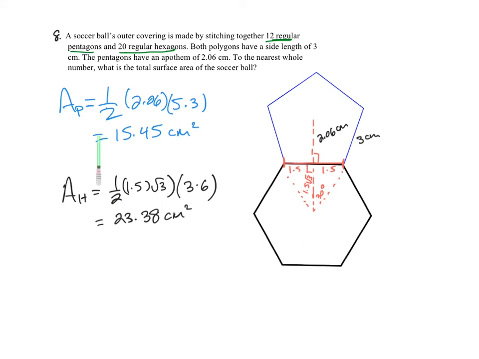So now, first of all, I'm going to round each one. So this is 15 centimeters squared, and this one is 23 centimeters squared. Why? Because it's asking me for the nearest whole number.